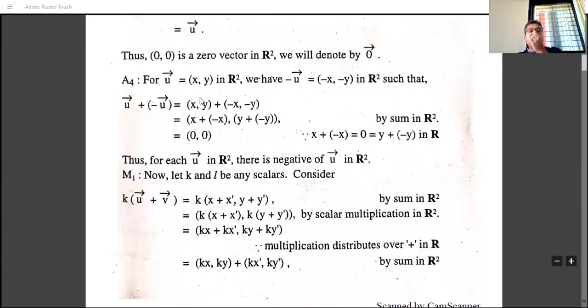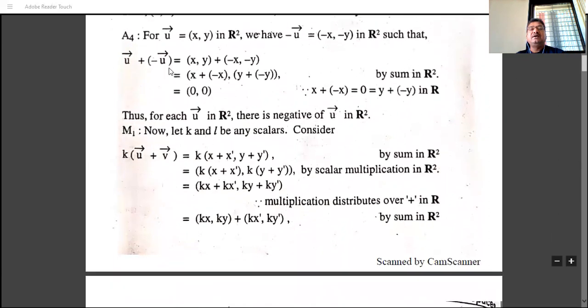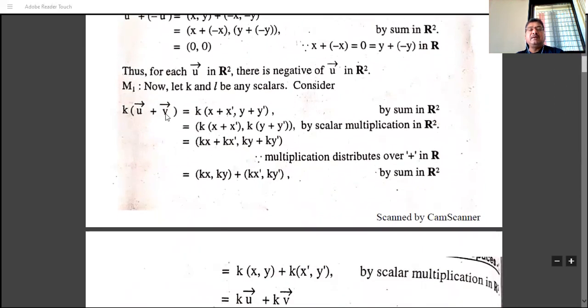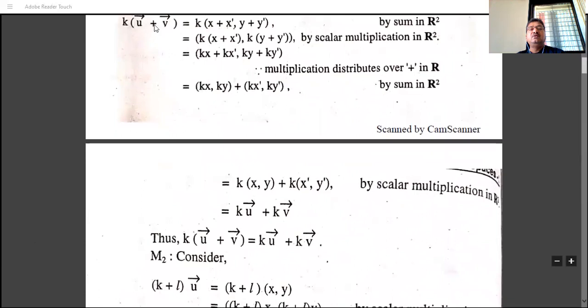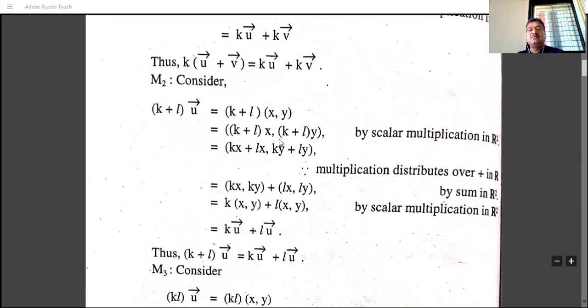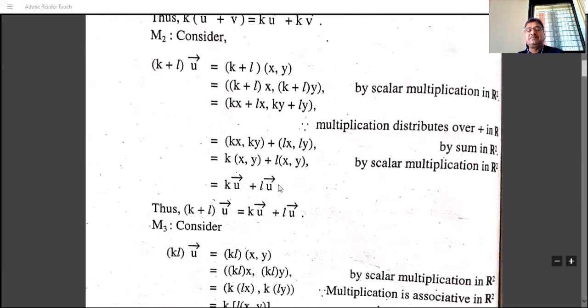And if you take u bar as (x, y), any element, then minus u bar, (minus x, minus y), exists in R2. It is an element of R2, because x and y are real numbers, so minus x, minus y are also real numbers. And their addition is the zero vector, (0, 0). And therefore the negative of every element of R2 exists in R2. Then the M1 property: k(u bar plus v bar) is k u bar plus k v bar. Similarly, if we take (k plus l) u bar, where k and l are scalars and u bar is (x, y), then we have this, and then we have k u bar plus l u bar.